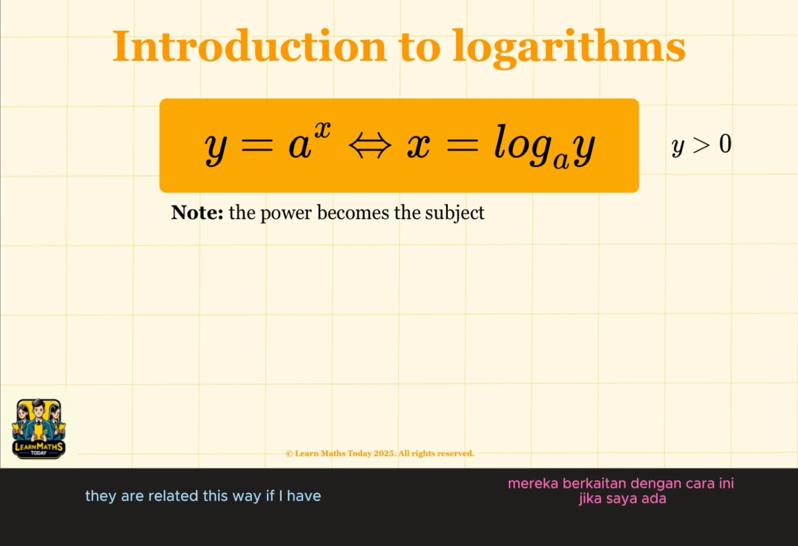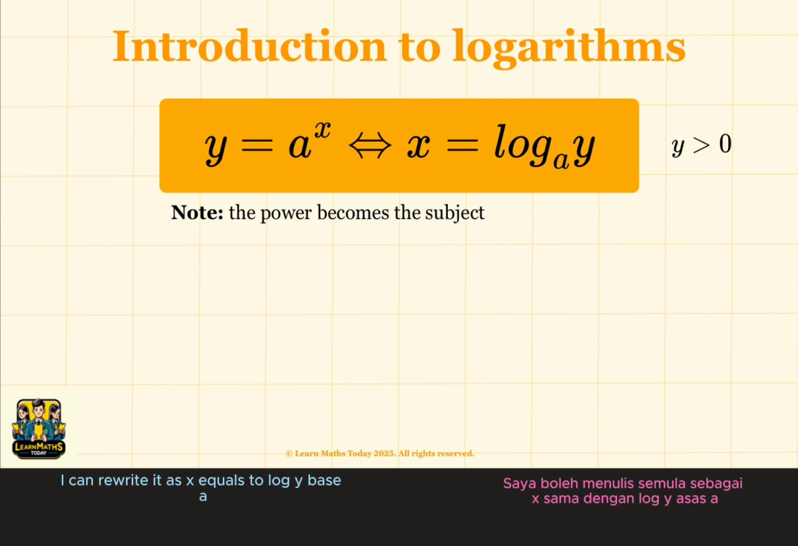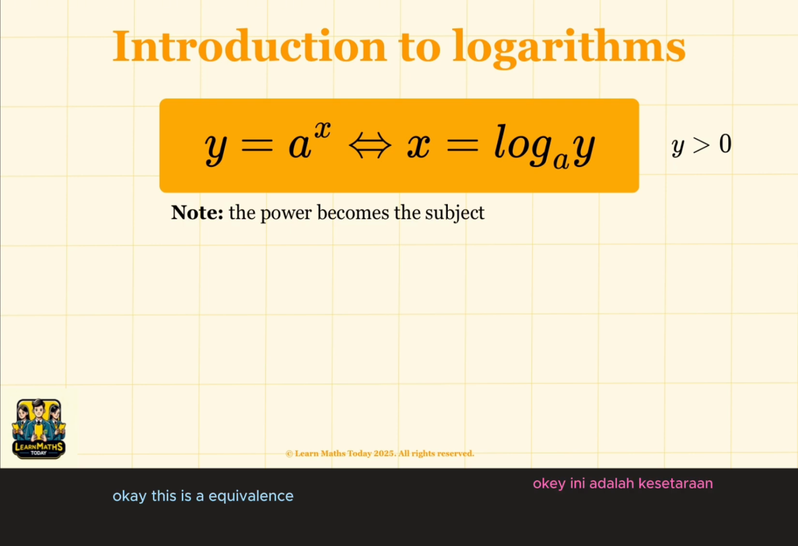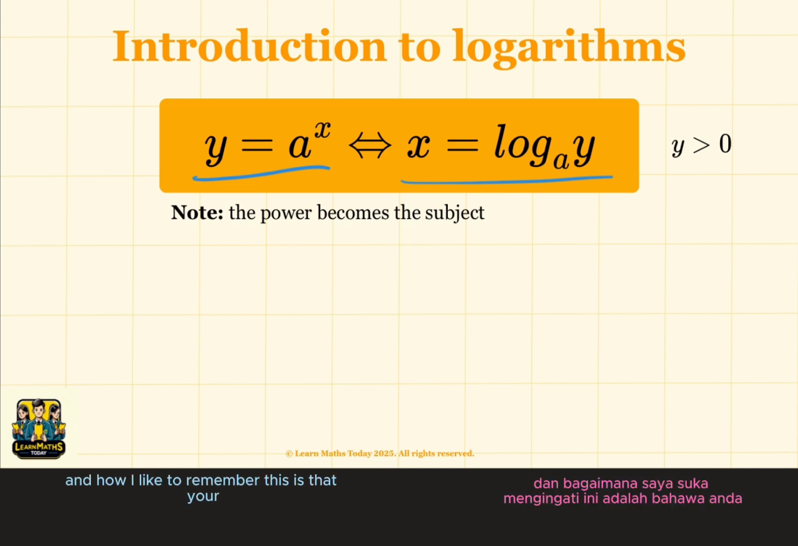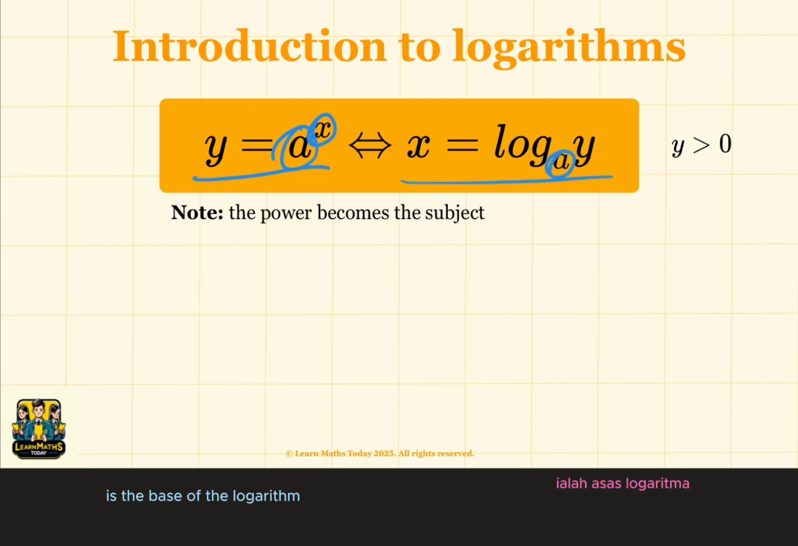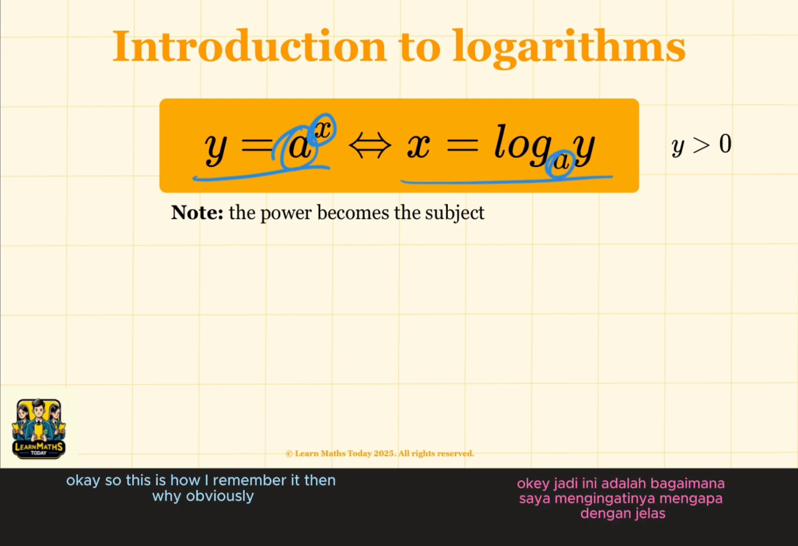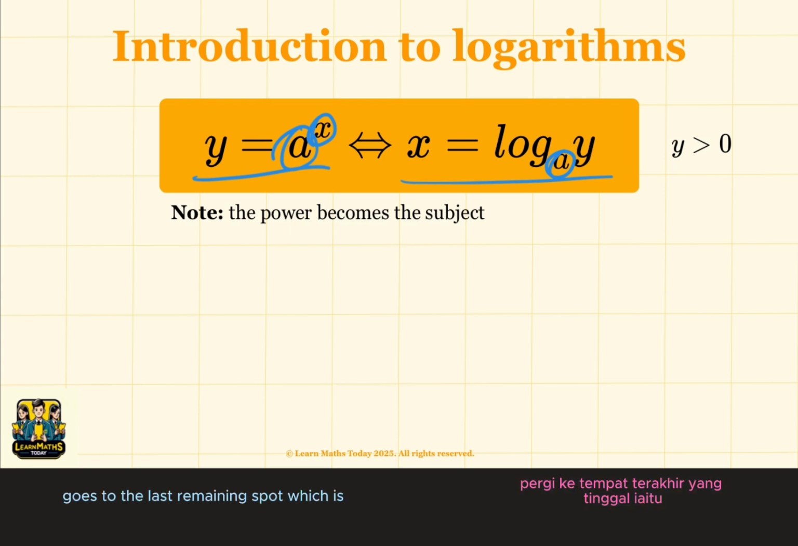So, how are exponential functions and logarithmic functions related? They are related this way. If I have an exponential function in the form of y equals to a to the power of x, I can rewrite it as x equals to log y base a. Okay, this is an equivalence, right? If this is true, then this is true. And how I like to remember this is that your x, your power, becomes the subject. And then your base a is the base of the logarithm. Okay, so this is how I remember it. Then y obviously goes to the last remaining spot, which is the input into your log function.